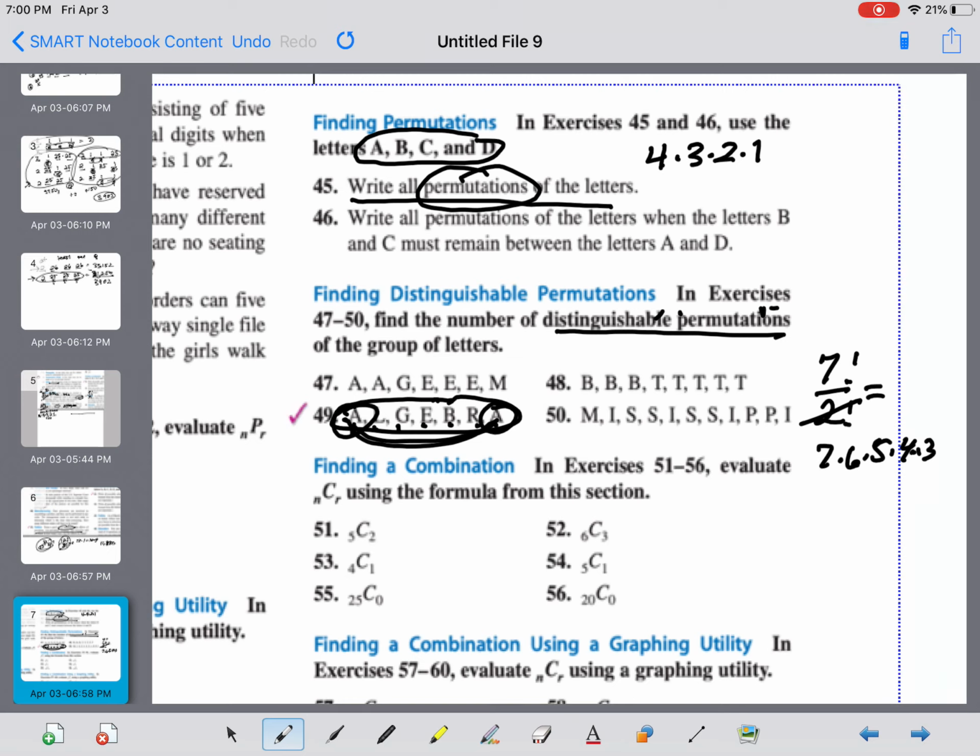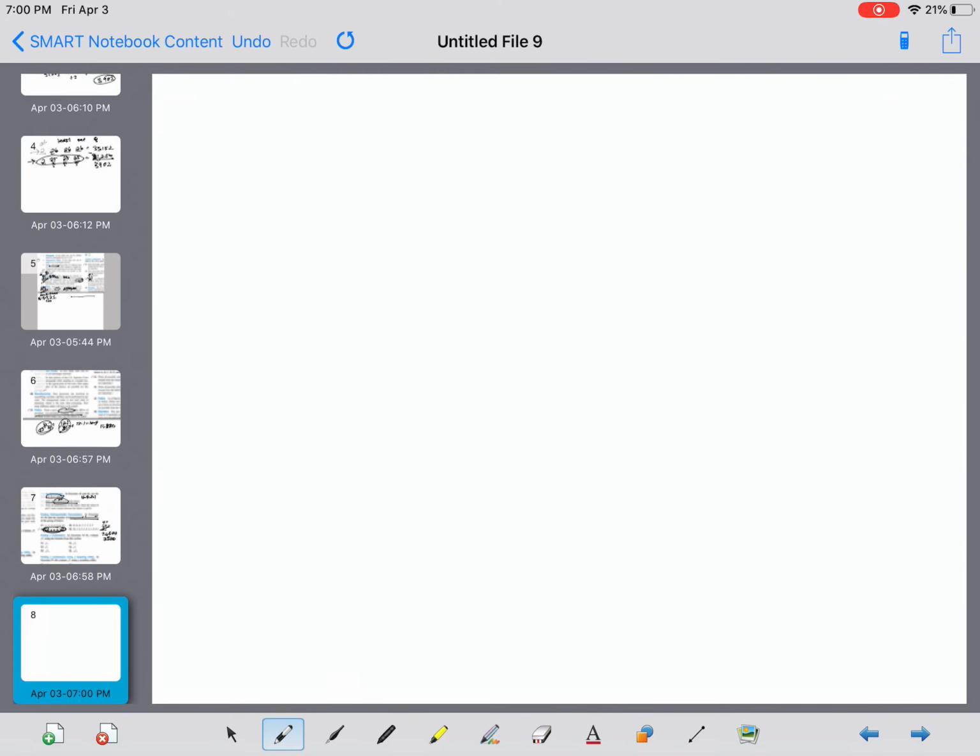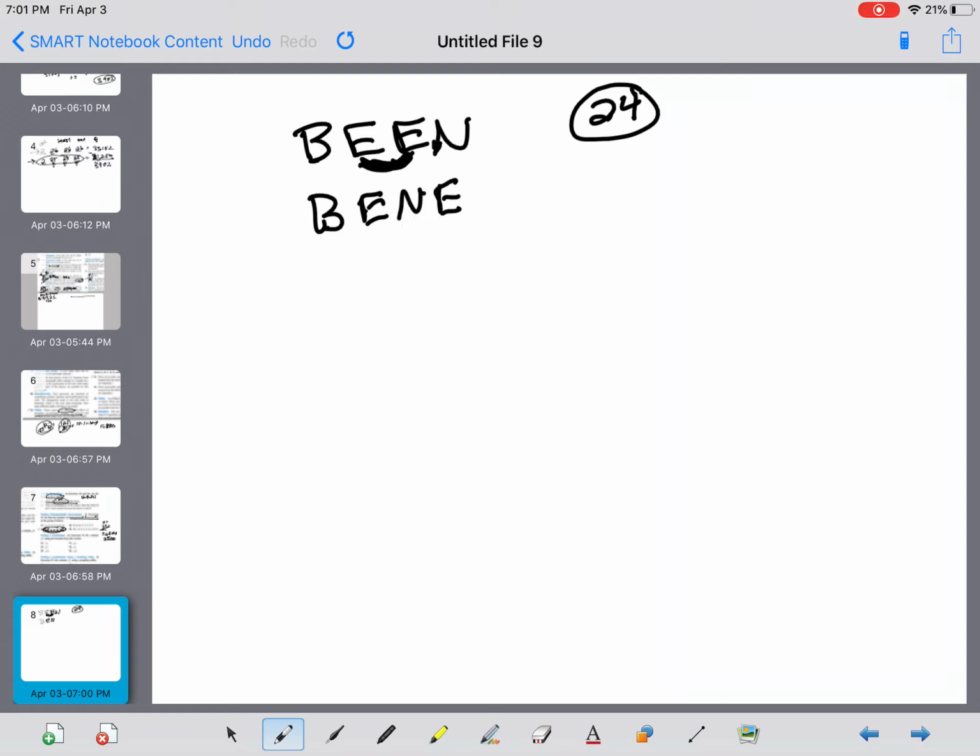So anyway, that's 2,520. So let's take another slide to talk about distinguishable permutations. If you had the word "been," like I've been to the store, and I want to make all the permutations, nobody can tell the difference if you switch these 2 E's. Normally there'd be 24 ways to rearrange 4 letters, but if these are indistinguishable, there's no point in switching those. So my other options would be B-E-N-E or B-N-E-E. I'm not going to have as many choices.